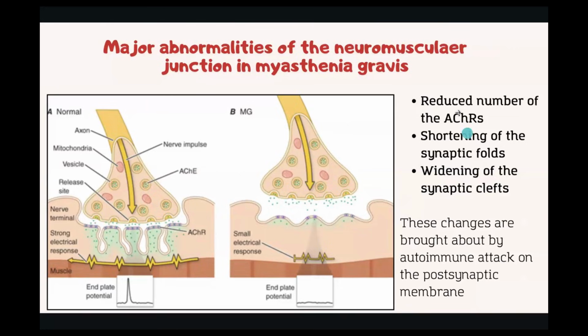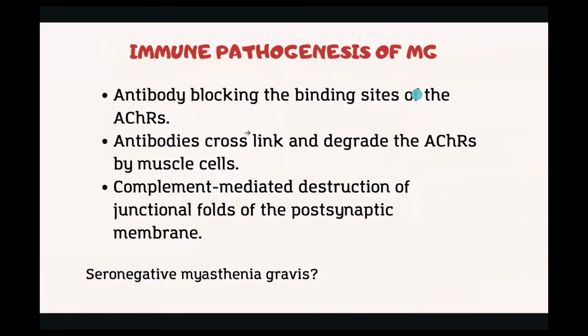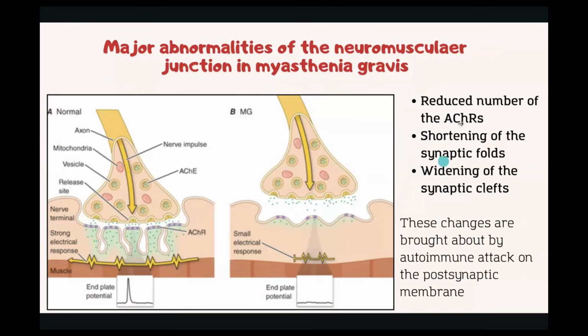So we have three major abnormalities and we have three pathologies. Okay, so three abnormalities, which are, we're going to have decreased number of acetylcholine receptors in the postsynaptic terminal. So decreased acetylcholine receptors, we're going to have a shortening of the synaptic folds, as you can see over here, and we're going to have widening of the synaptic cleft. As you can see here, the synaptic clefts are widened. So again, reduced acetylcholine receptors, shortened synaptic folds, and widening of synaptic clefts.